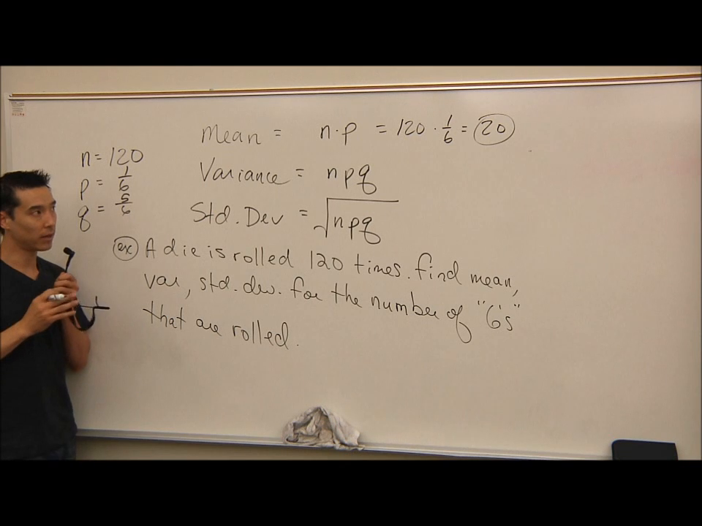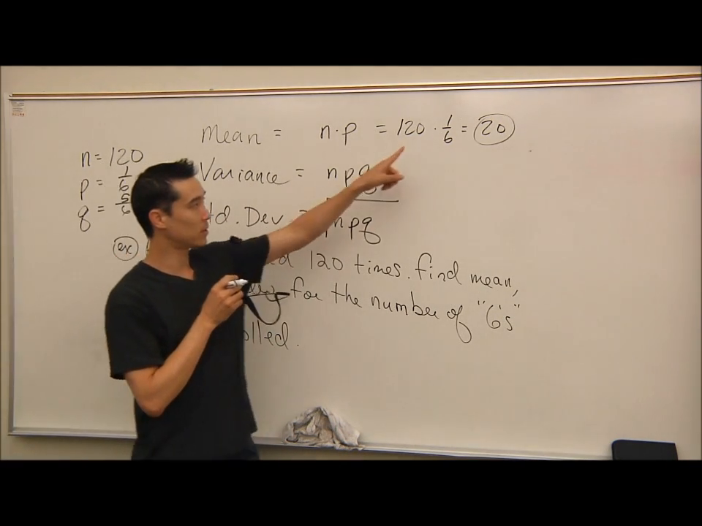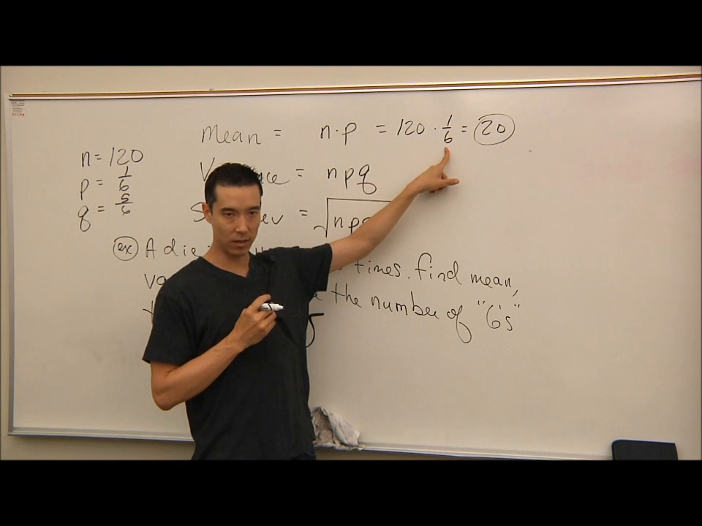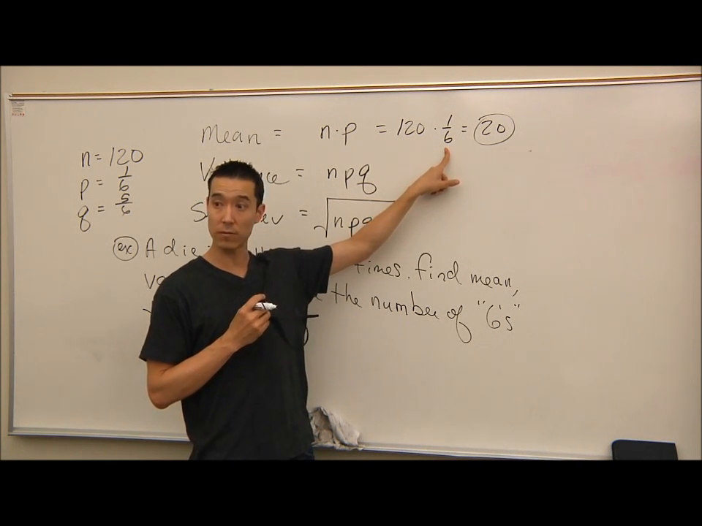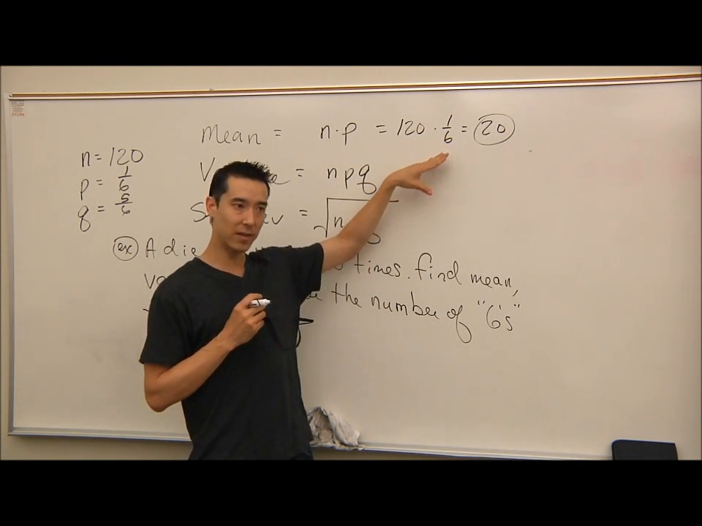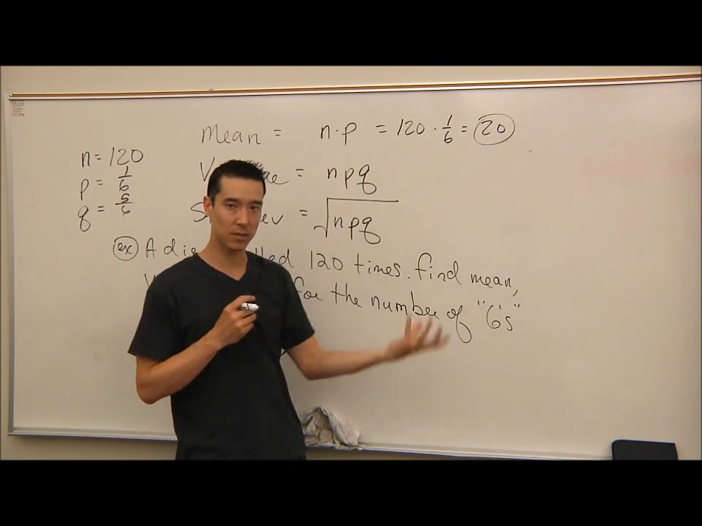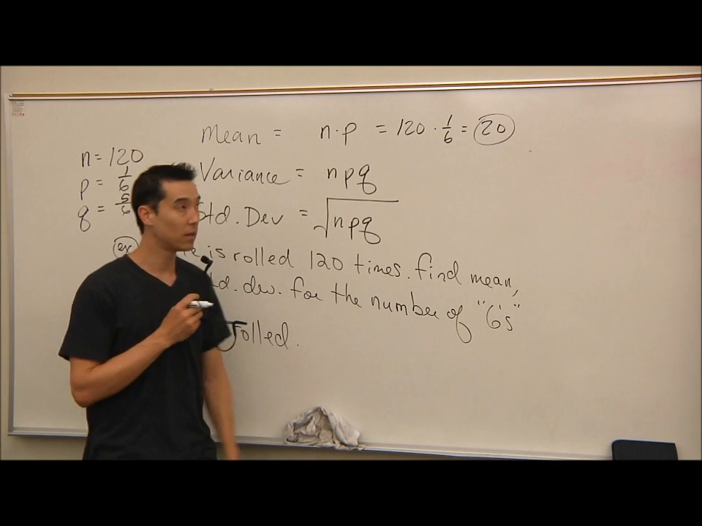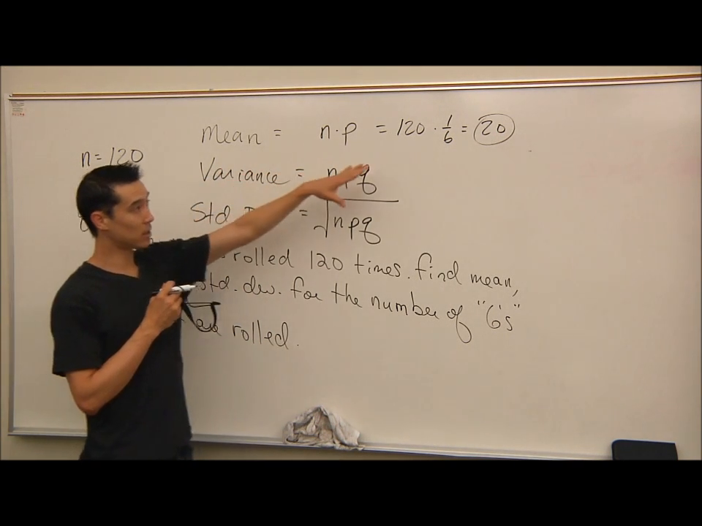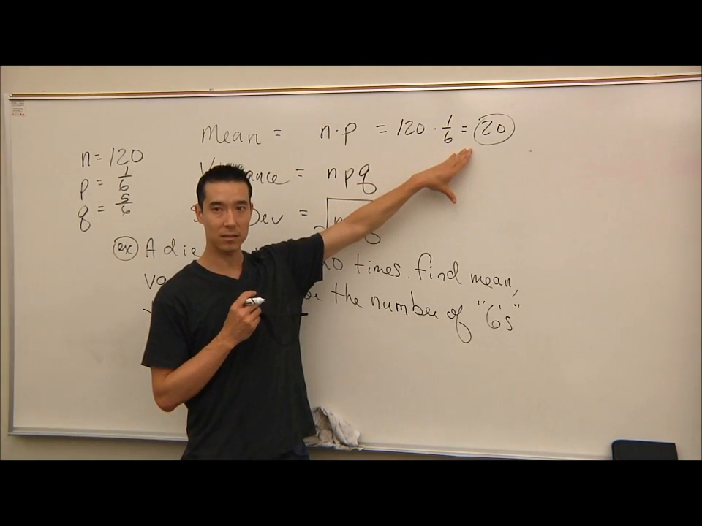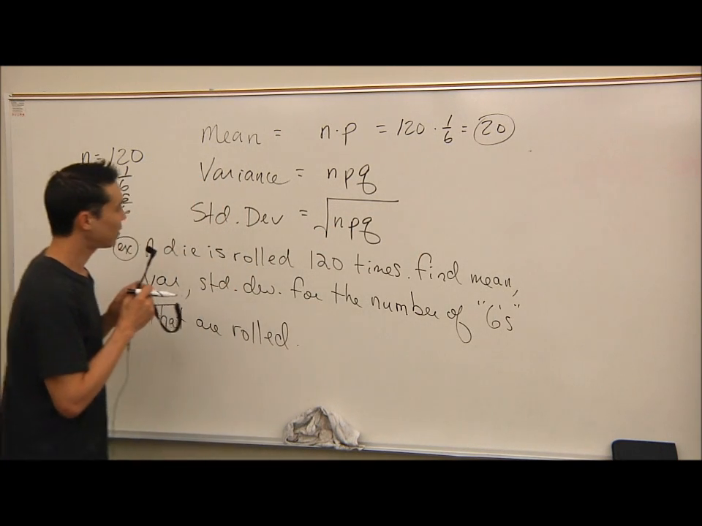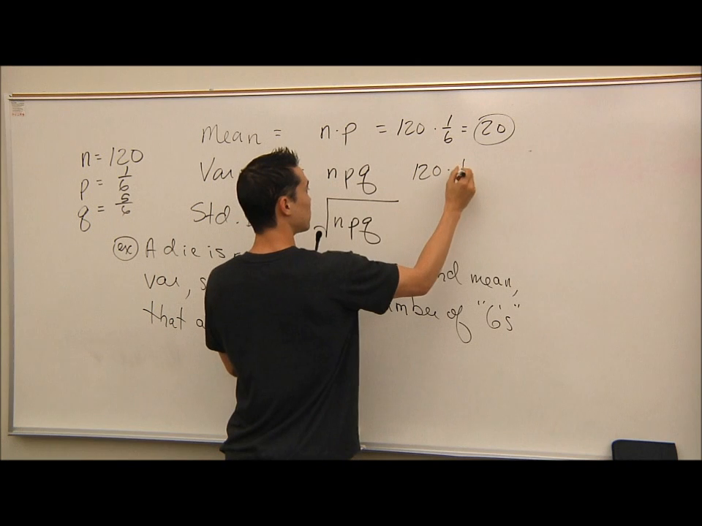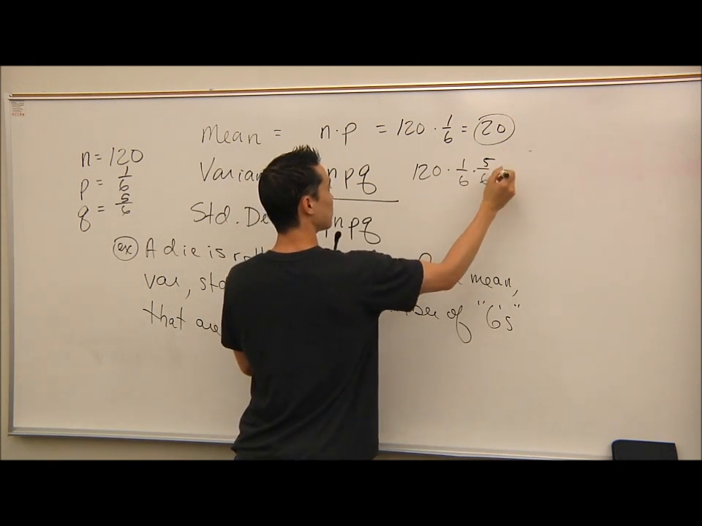Well, it should, right? Because if you roll a die 120 times, 1/6 of the time you should get a 6, and 1/6 of the time you should get a 1, and 1/6 of the time you should get a 2, so on and so forth. So it should make sense that we have an expected number of 6s to be approximately 20, because it's exactly 1 out of the 6 times. So remember, the mean or expected value should make sense. And then variance, just do 120 times 1/6 times 5/6.